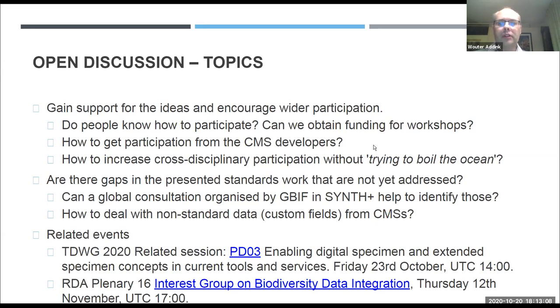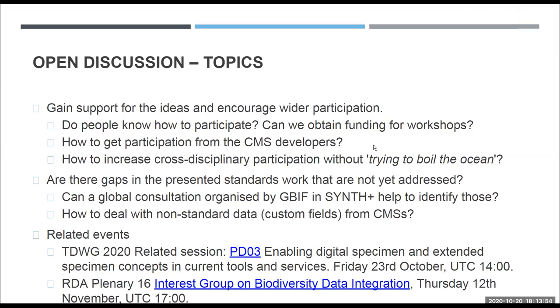One of the things that we have been discussing is how we could obtain funding for having workshops globally, so that people can participate in this discussion and we do not have it only in Europe, but also in all the other parts of the world. Are there any ideas for obtaining funding for this kind of workshop? Not at the moment. Wouter, this is Deb.